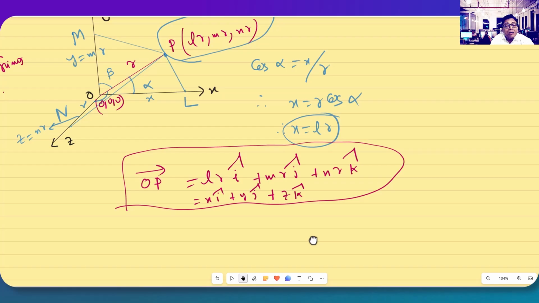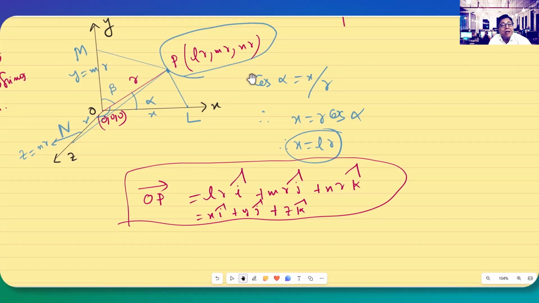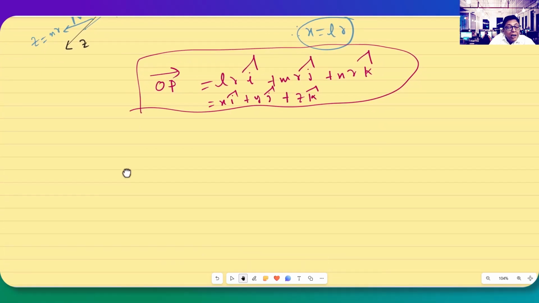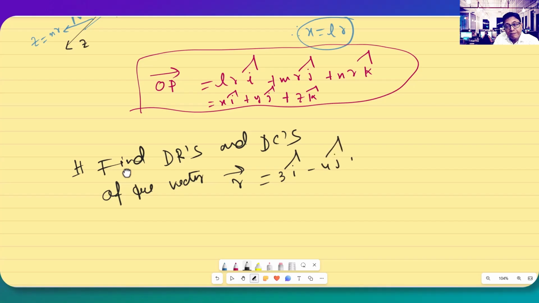Now, once you have got the tip of the vector in terms of the direction cosines like LR, MR, NR, then you can do many things. What are those? What can you do there? We can find direction ratios and direction cosines of a given vector. Let us take one example here. Find the DRs, direction ratios, of the vector r equal to 3i minus 4j plus 5k.